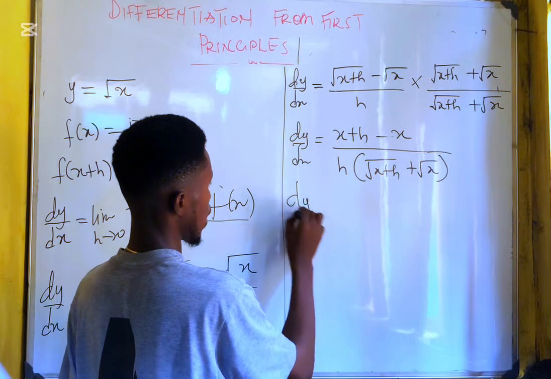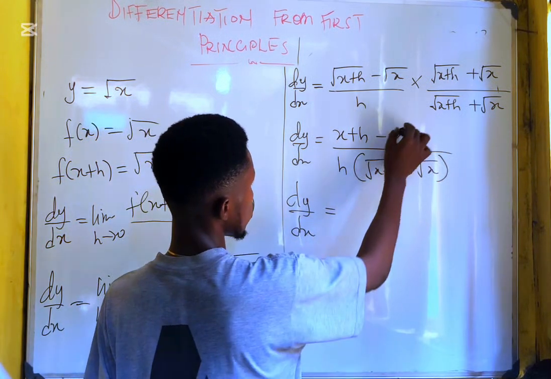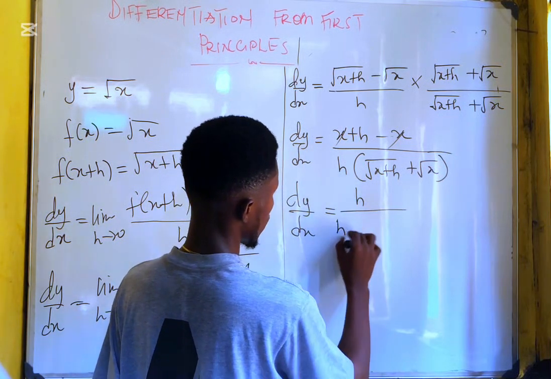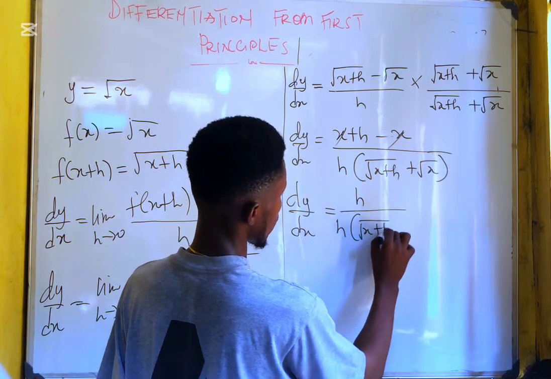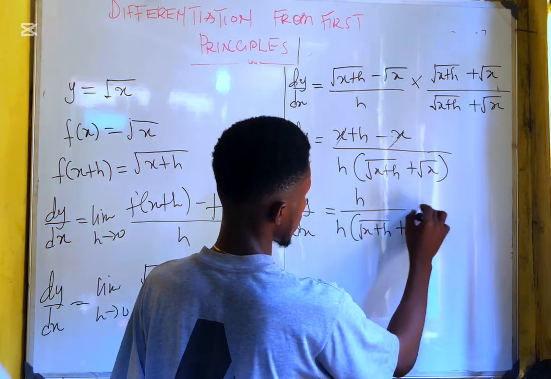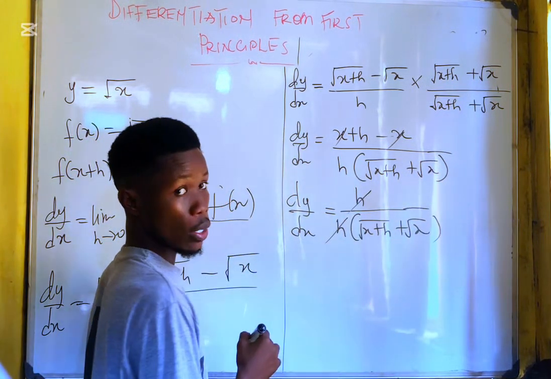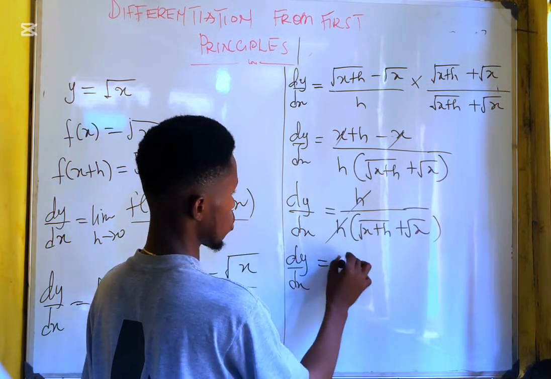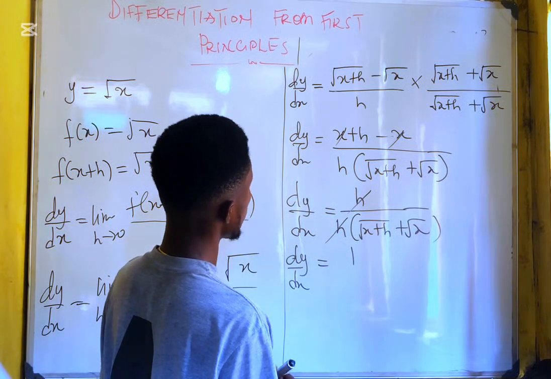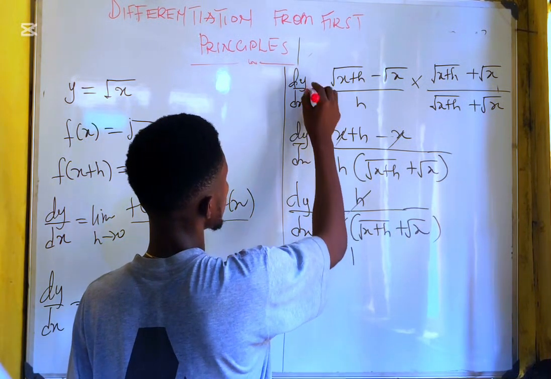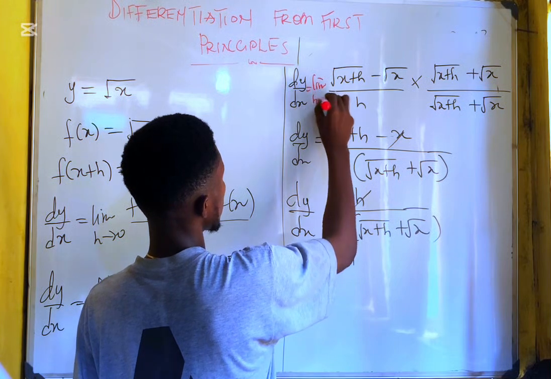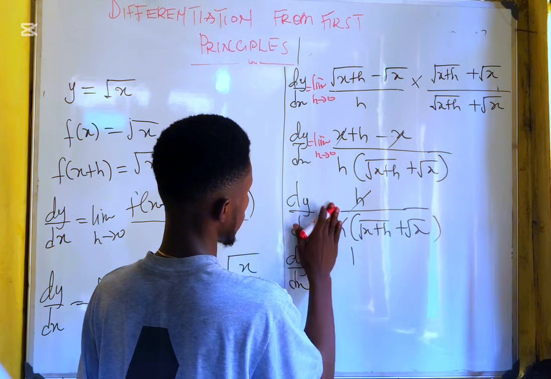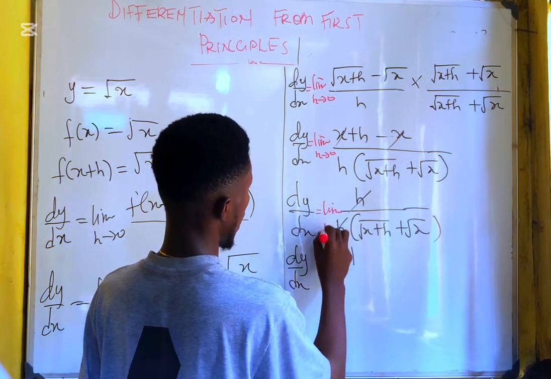So I'm going to have dy/dx equals, so this will go with this one, so that I have h over h, bracket open, root x plus h plus root x. So you see this will cancel with this. h over h is 1. So I have dy/dx equals 1 over root x plus h plus root x. Okay, I'm always leaving the limit out. So here it's supposed to be the limit as h approaches 0.